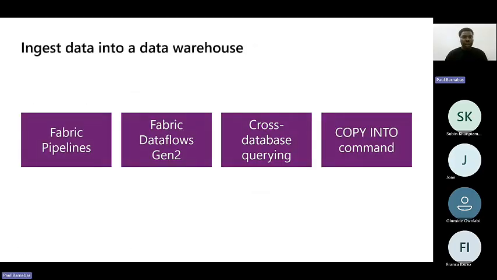Okay. So how do we ingest data into data warehouse? We either make use of the Fabric pipelines. We make use of Fabric dataflow Gen2. This was what we did. We have cross database querying. All right, we can do that. We can also use the copy into command. So what this does is that probably we have a CSV file, we can use the copy into command and then have that data copied directly from that CSV file into a table within our data warehouse. So these are high-level ingestion options that we have within a data warehouse.